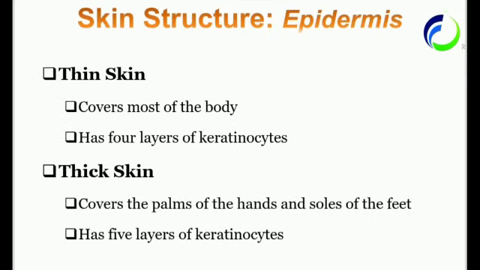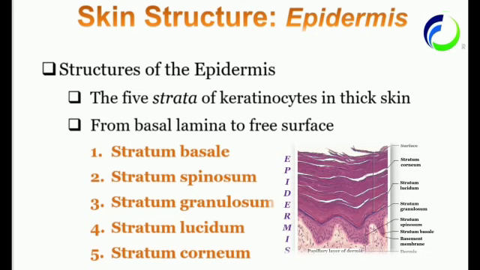There are two types of skin: thin skin and thick skin. And guys, we know very well where we have thin skin and thick skin in our body. Thin skin covers most of the body and it has 4 layers of keratinocytes. Thick skin covers the palms of the hands and soles of the feet only, and it has 5 layers of keratinocytes. The 5 layers are stratum corneum, stratum lucidum, stratum granulosum, stratum spinosum and stratum basale, or basement membrane.